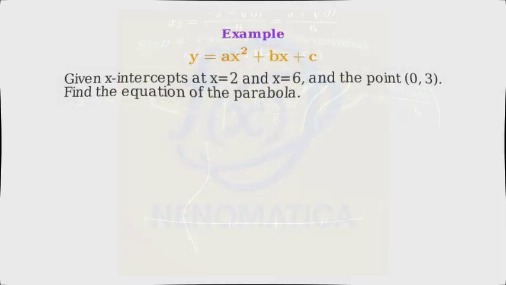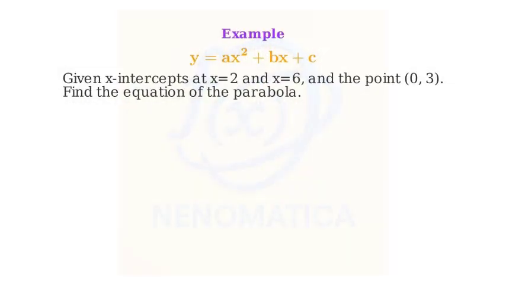In this example, we will recover the quadratic equation from a graph by reading the x-intercepts and one additional point. We will assume the parabola is of the form y equals ax squared plus bx plus c, and that the graph shows x-intercepts at 2 and 6 and passes through the point 0, 3.